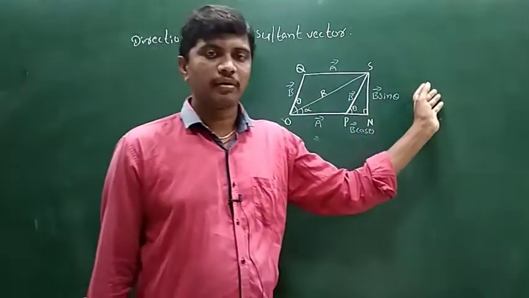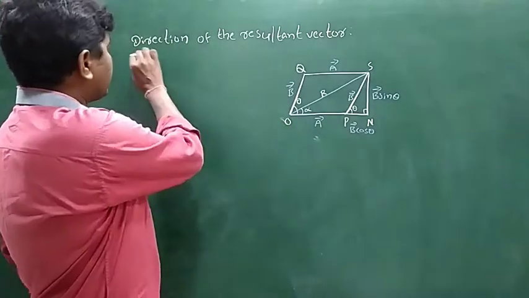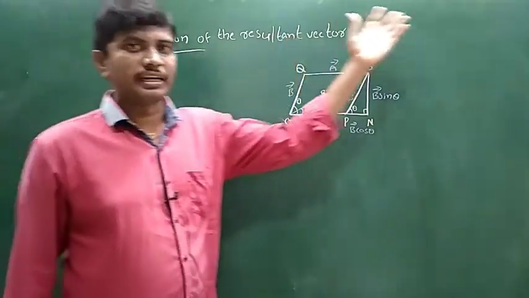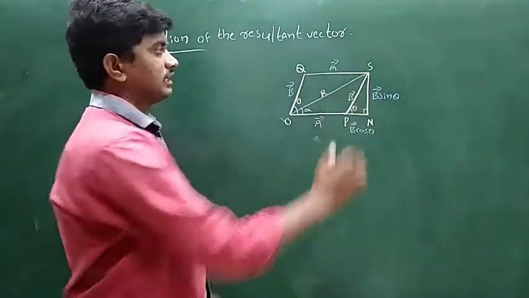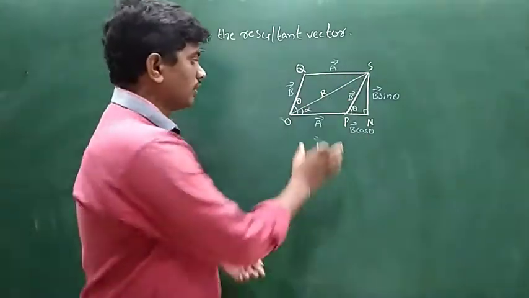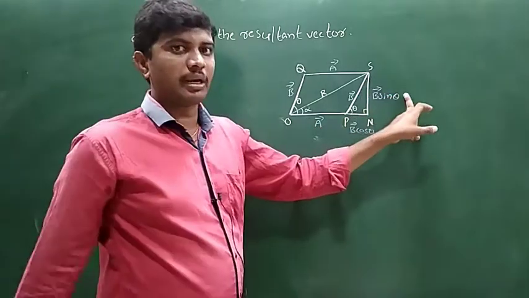In the previous class we discussed the parallelogram law of vectors to find the magnitude of the resultant vector. Today's class is about the direction of the resultant vector. OPQS is the parallelogram. Next, the line OP is extended to N, and SN is the perpendicular line.